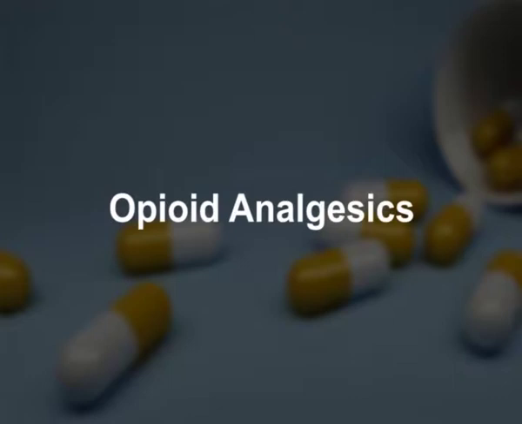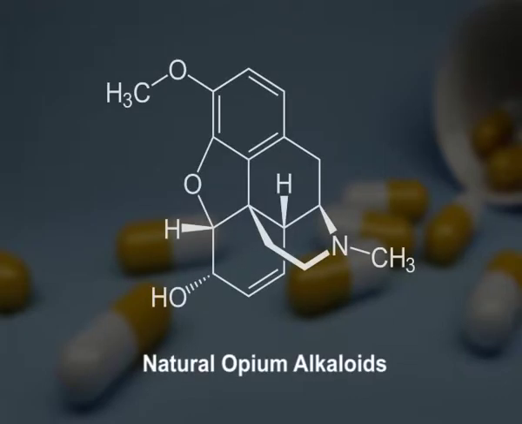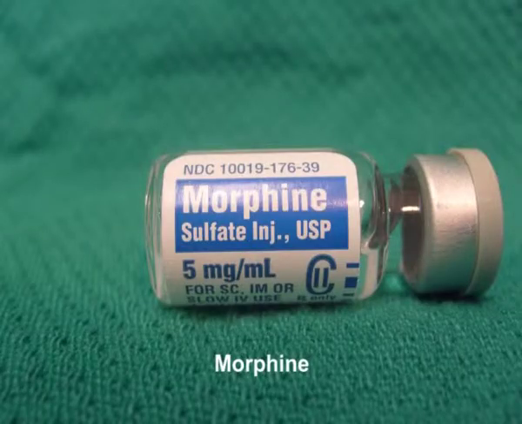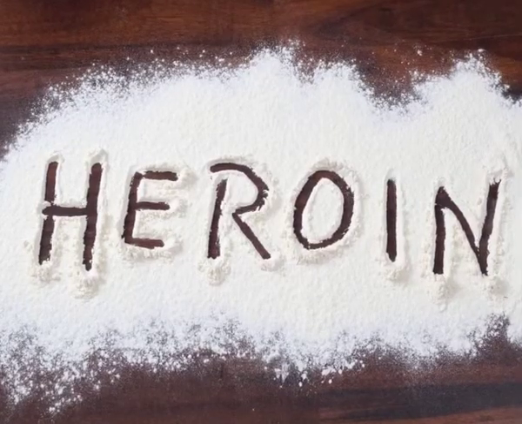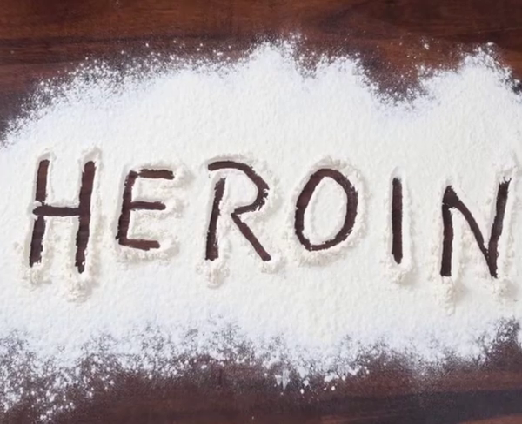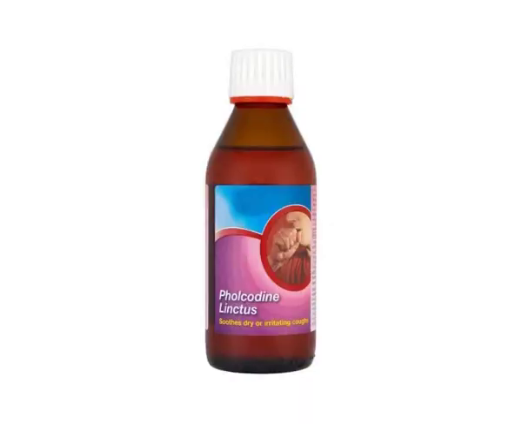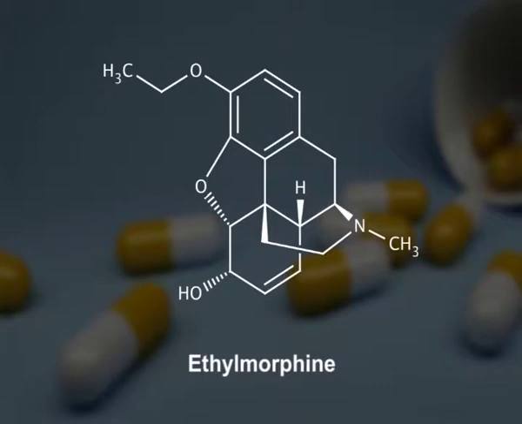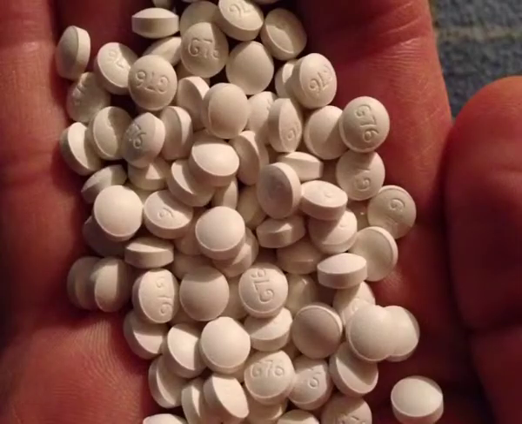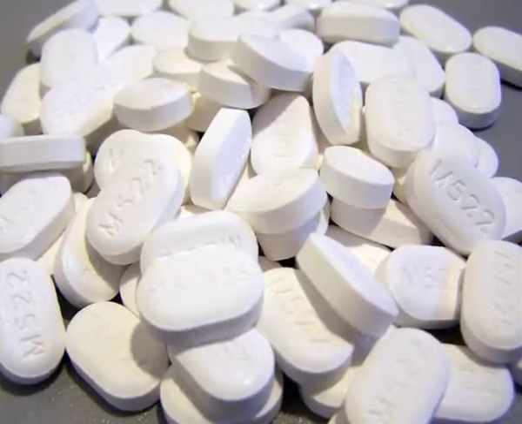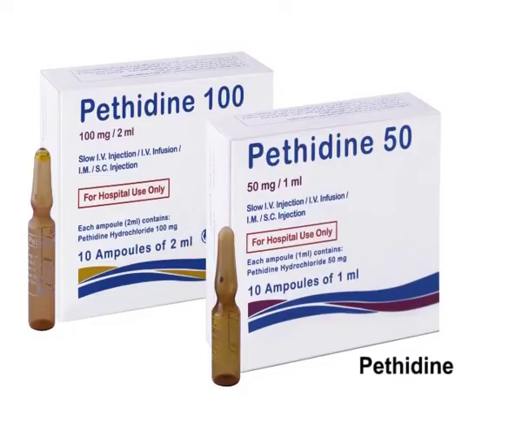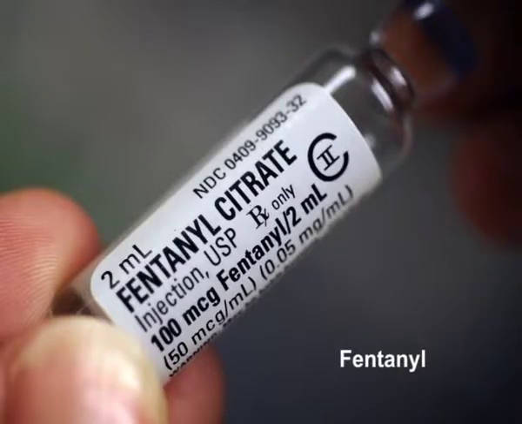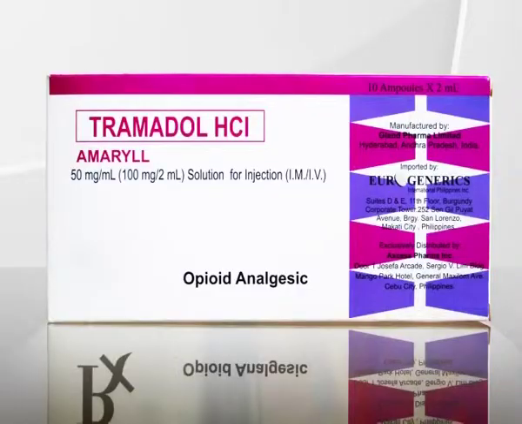Now, opioid analgesics. These can be classified as, first, natural opium alkaloids. Examples of these are morphine and codeine. Second is semi-synthetic opiates. Examples are diacetylmorphine, also known as heroin, phenylcodeine, and ethylmorphine. Many others like hydromorphone, oxymorphone, hydrocodone, and oxycodone are not used in India. Third one is synthetic opioids. Examples are pethidine, fentanyl, methadone, and tramadol.